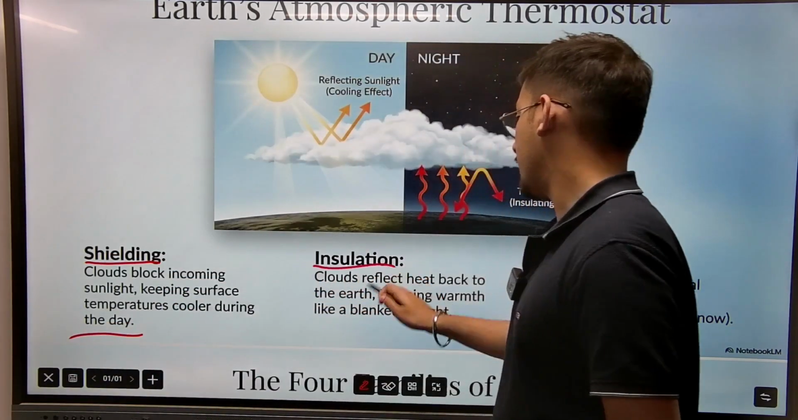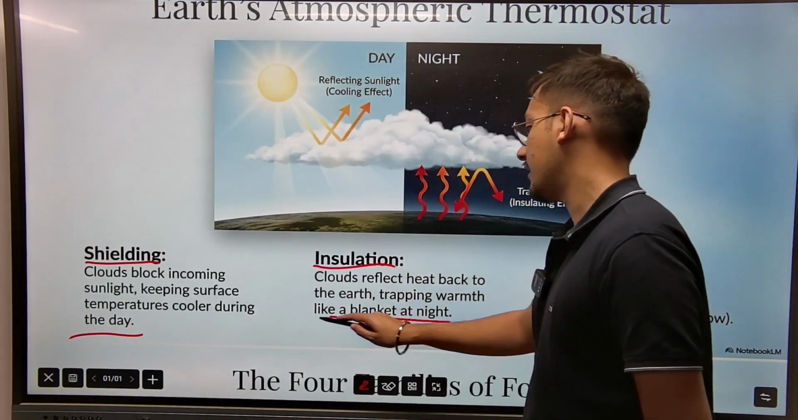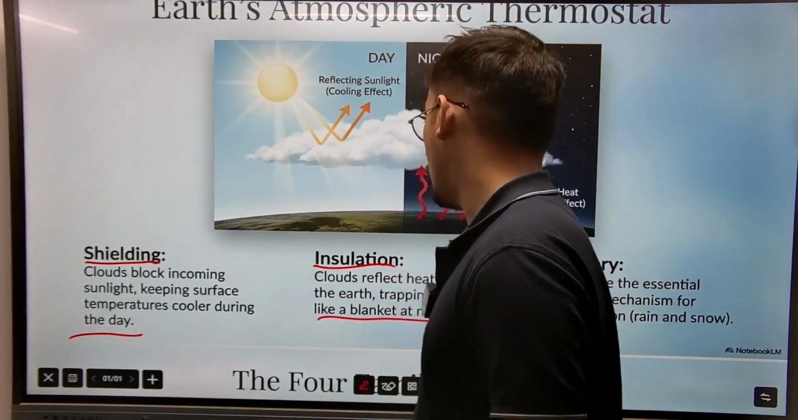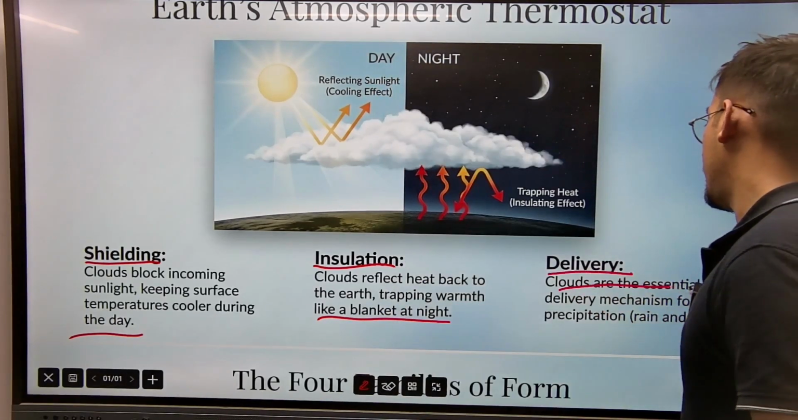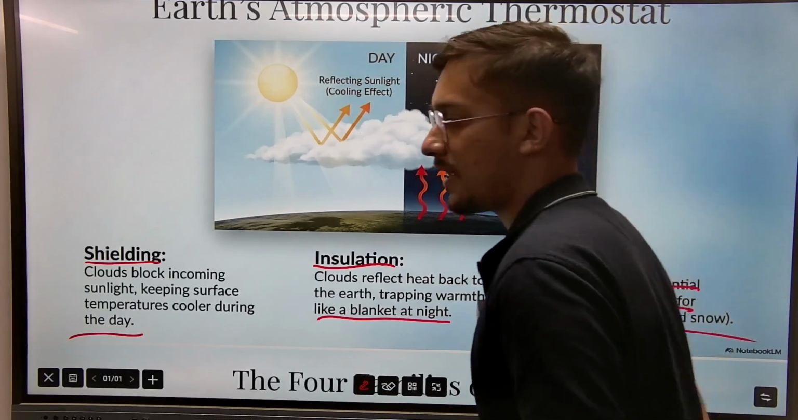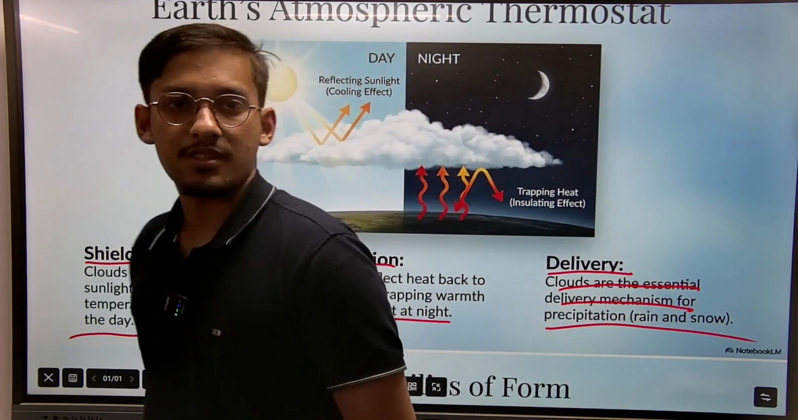Then we have insulation. Insulation takes place at night as clouds act like a blanket, thus keeping the atmosphere warm. Then delivery. Clouds are the essential delivery mechanism for precipitation, rain and snow. Rain and snow take place because of clouds, right?